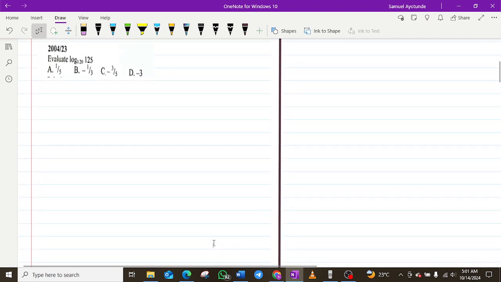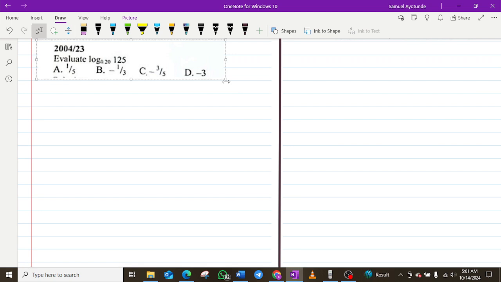So we have log 125 base 0.20, and we want to solve it by changing the base here. I think I should first convert 0.20 to a fraction. That will be 20 over 100. Let me break this down so that we understand how we can change decimal to fraction.